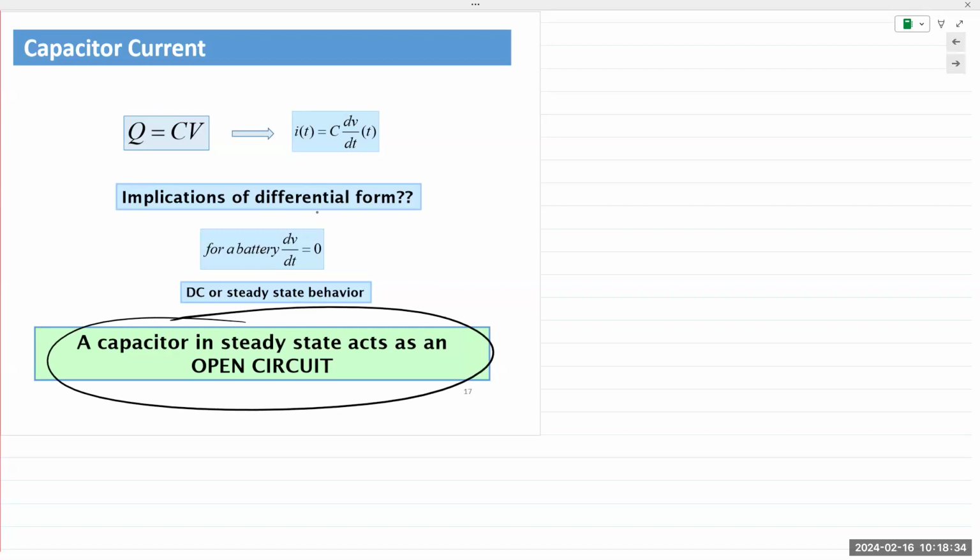Yes. Do you mean the current through the capacitor is zero? Yes. But only through the capacitor? Yes, there still could be other elements.